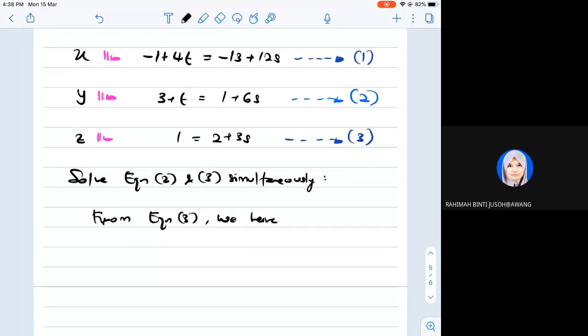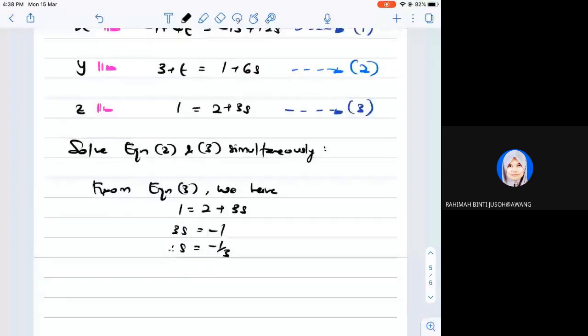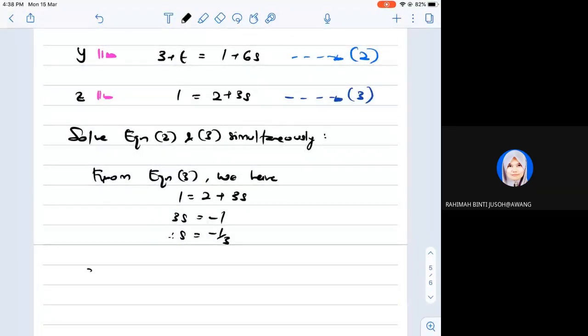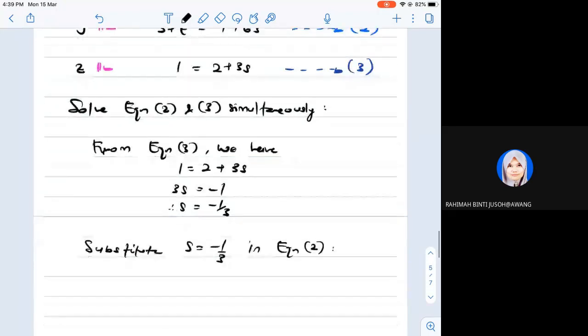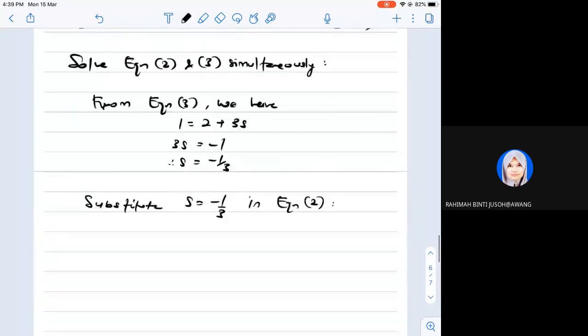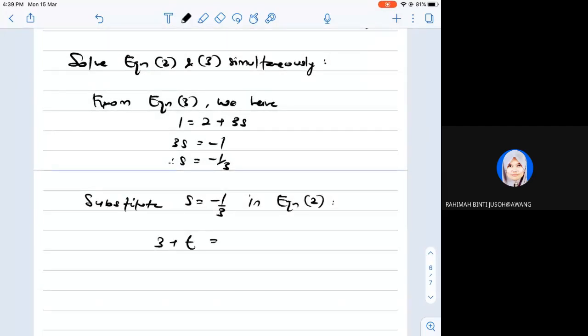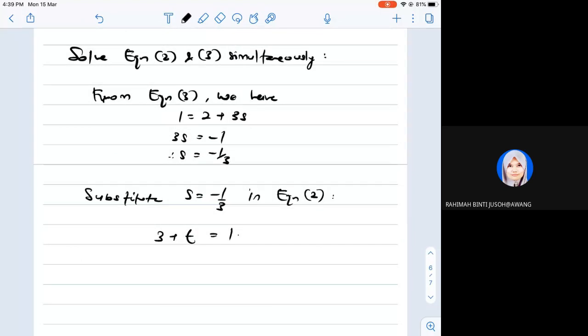z, dia direct ni, equals to 2 plus 3s. So 3s equals to 1 minus 2, negative 1. Therefore, s equals to negative 1 over 3, isn't it? So now what we need to do, substitute s. Sebab kita solve equation 2 and 3 simultaneously, kena substitute s equals to negative 1 over 3 in equation 2 lah, untuk cari nilai t. So we will have 3 plus t equals to 1 plus 6s, 1 plus 6 times negative 1 over 3.